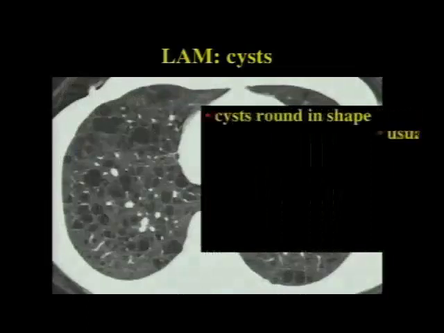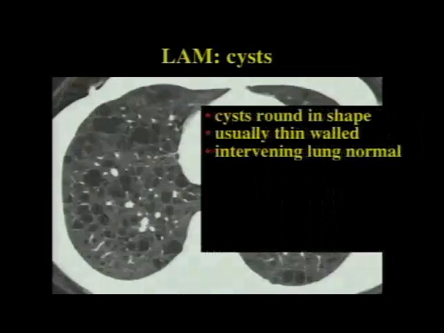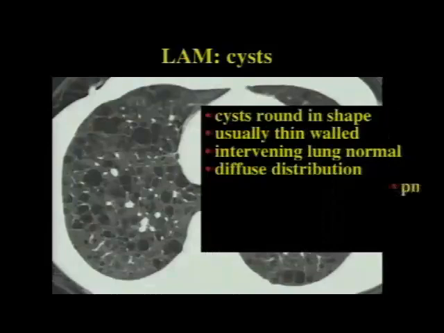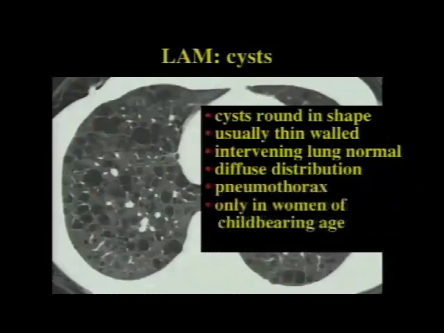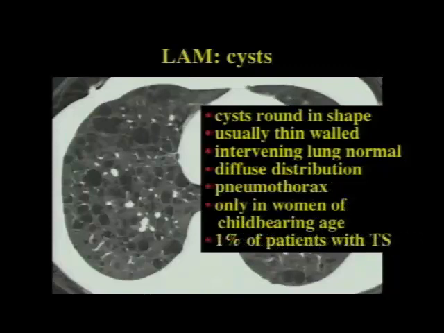Cysts are round in shape in this disease, usually thin-walled. Intervening lung, again, looks normal, no associated fibrosis. The distribution is diffuse. Pneumothorax may occur again because of rupture of these. It occurs only in women of childbearing age. 1% of patients with tuberous sclerosis will show a similar abnormality, and I believe there has been one man reported with LAM in tuberous sclerosis, but LAM without tuberous sclerosis, to my knowledge, only in women.